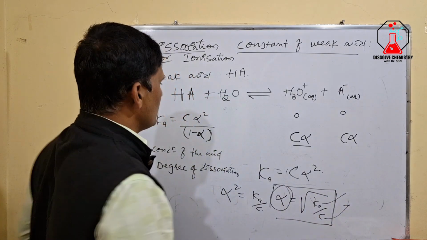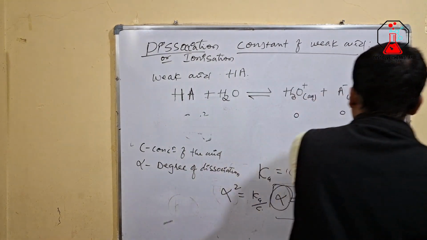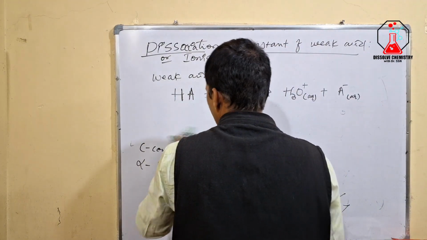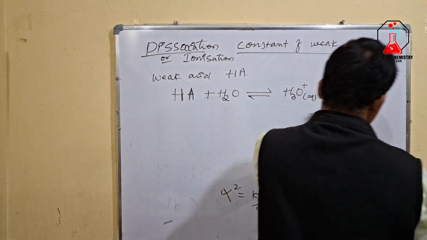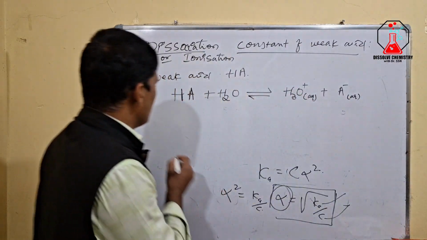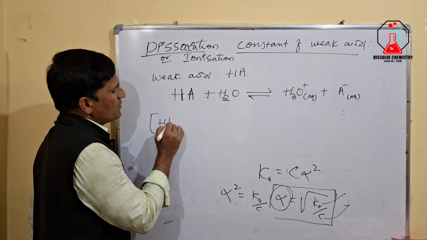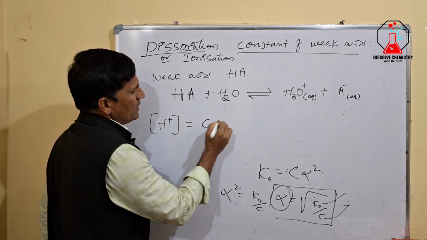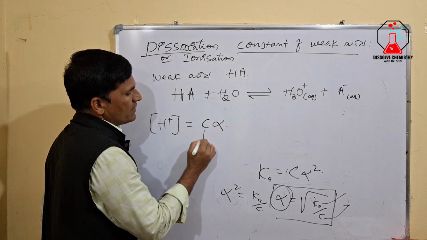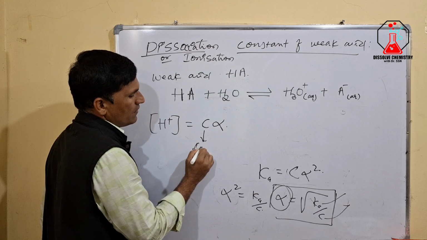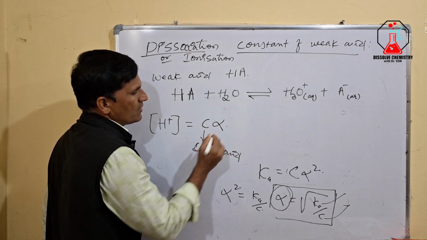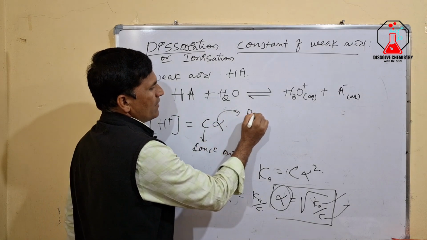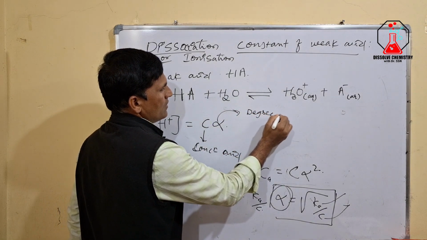Once you know alpha, how do we calculate the concentration of H plus ion? We know that the concentration of H plus ion is equal to C into alpha, where C is the concentration of acid, that is, how much acid is being taken, and alpha is the degree of dissociation.